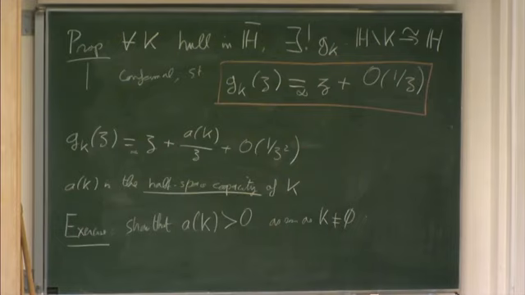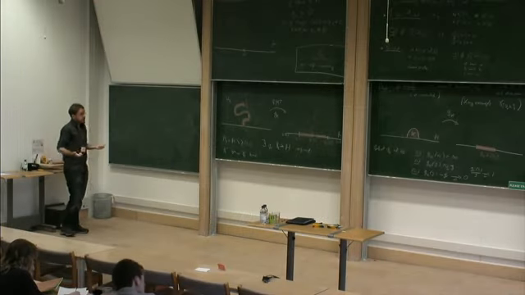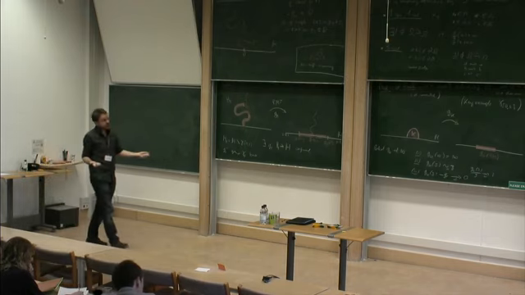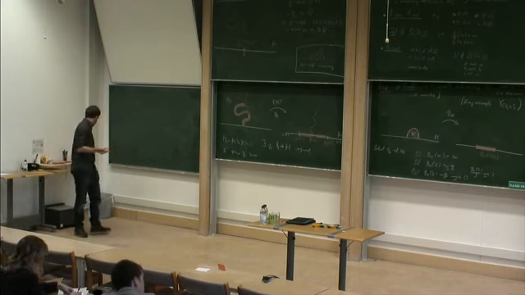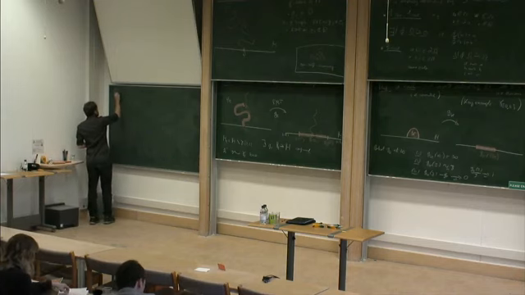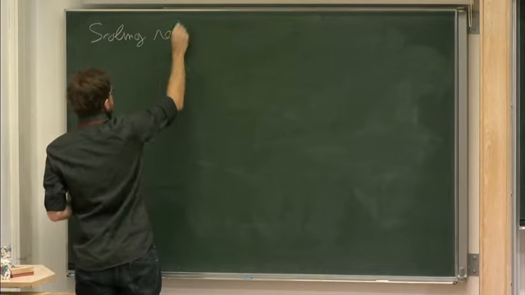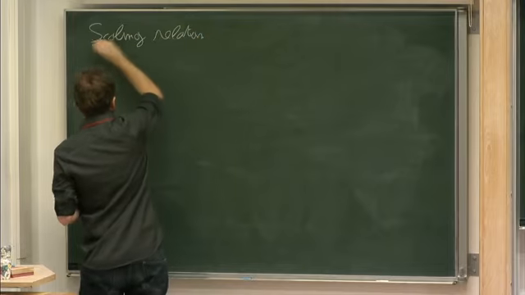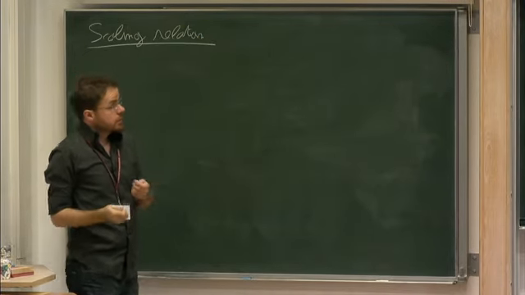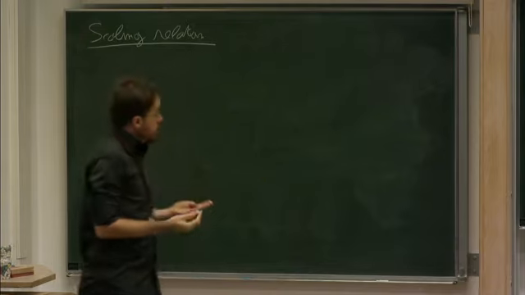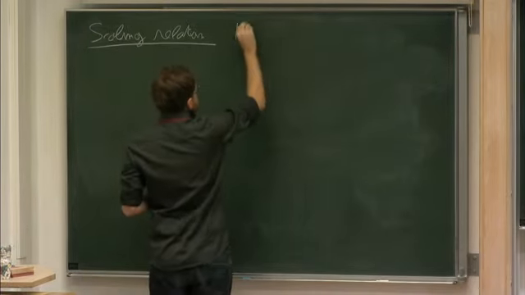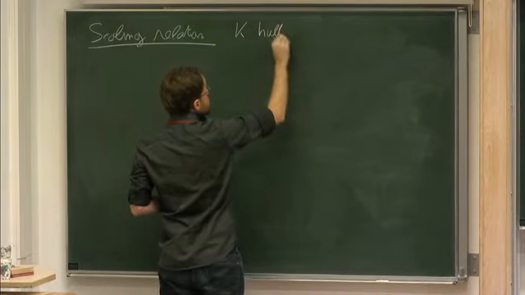So we will want to apply this to curves like this, which are scaling limits. So the first thing to try to look at is how the choice of g_K responds to scaling. So, the scaling relation. And by scaling relation, I mean, so again, let's take K a hull.